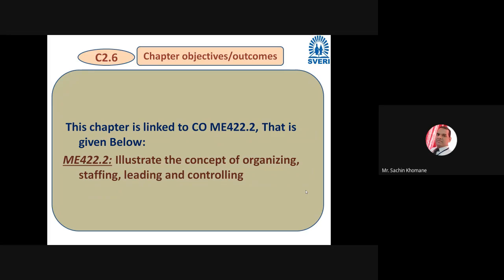Then this chapter is linked to CO number ME 422.2. Its statement is: illustrate the concept of organizing, staffing, leading, and controlling. So after learning this chapter, you will be able to illustrate the concept of organizing, staffing, leading, and controlling. Leading and controlling you will be able to explain after learning chapter number 3, because its chapter name is leading and controlling. So the coming 2 chapters are based on functions of manager only.